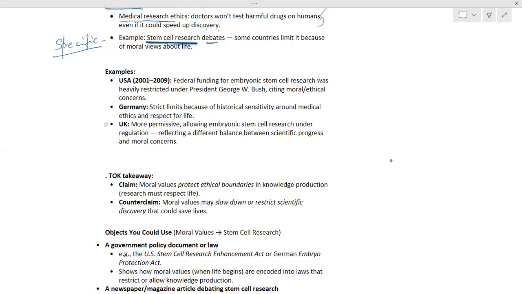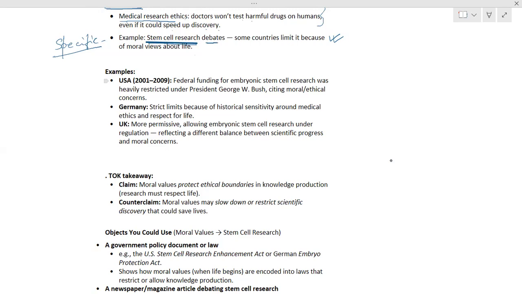Now, in order to write a commentary based on these examples, you need to understand a little more about what the stem cell debate is. You can research on it, but I'll give you a little idea here. Stem cell research basically refers to taking a few cells from the embryo.